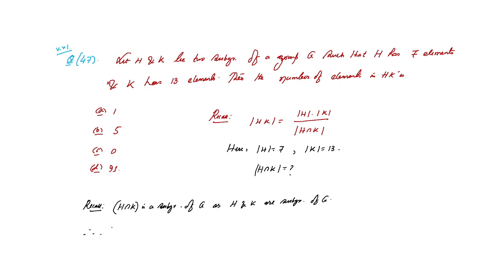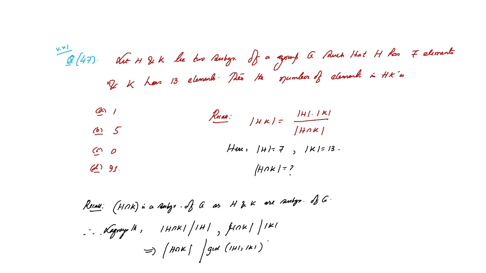And therefore, if we use Lagrange's theorem that we will prove today, Lagrange's theorem says the order of H intersection K must divide the order of H. Why? Because it is a subgroup of H also. And the order of H intersection K again divides the order of K. And from that, if A divides B and A divides C, so A divides GCD of B and C. So from that we can write, the order of H intersection K must divide GCD of order of H and order of K.